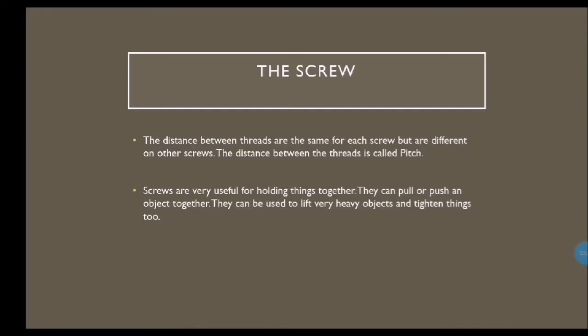The distance between threads is the same for each screw but is different on other screws. The distance between the threads is called pitch. Screws are very useful for holding things together. They can pull or push an object together. They can be used to lift very heavy objects and tighten things together too.